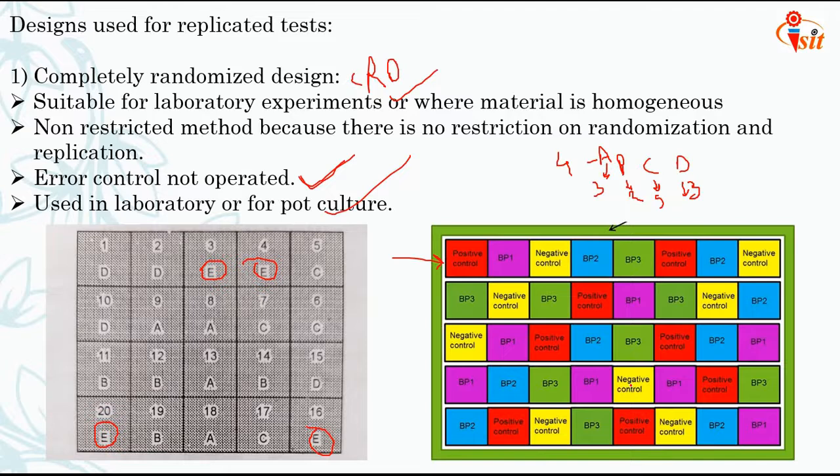The third important thing from your objective point of view is that error control is not operated here, because the material you are using in CRD is highly homogeneous. So whatever error is due to variation is not operating here, and error control is not operated. There is no restriction on the number of replications and the process of randomization. This is the only method used for pot culture and laboratory purposes. So this is the completely randomized design.